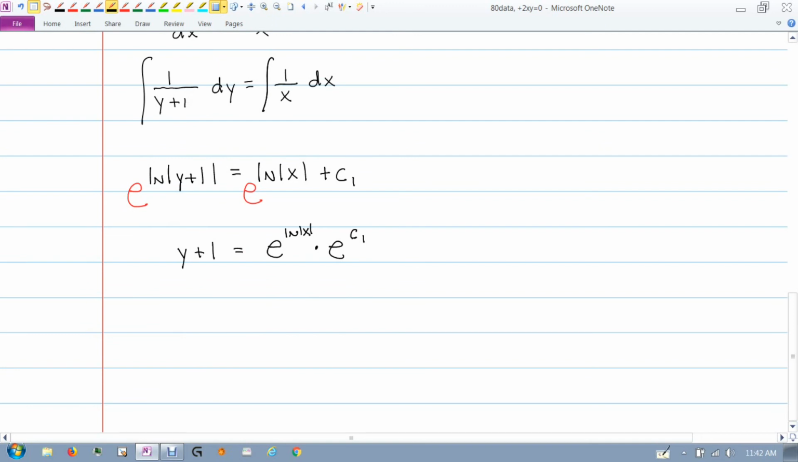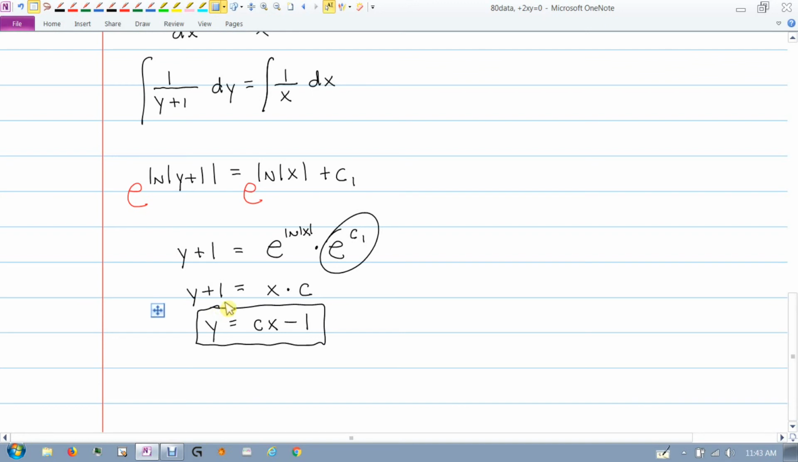And then at this point we have y plus 1 equals x, and then times c. This is just a constant here. And we could say y is equal to c times x, some constant, times x minus 1. That would work. Okay, that's it for that.